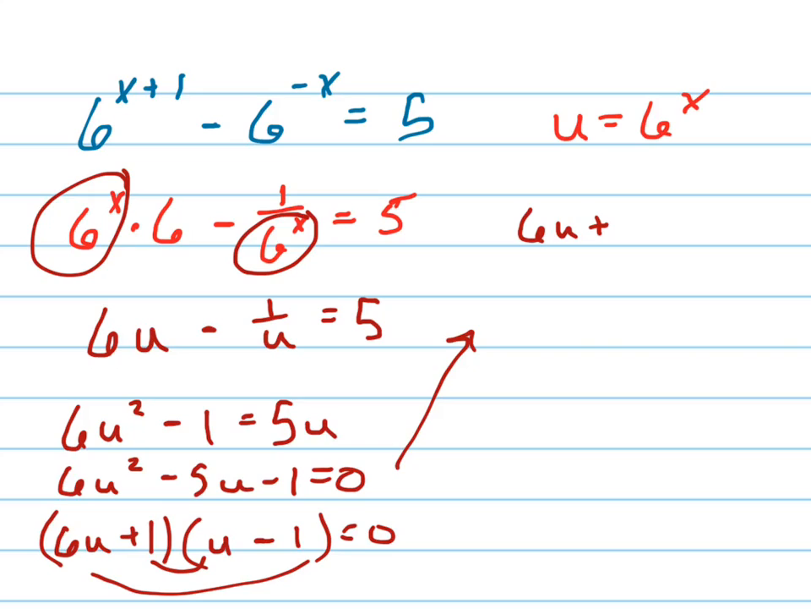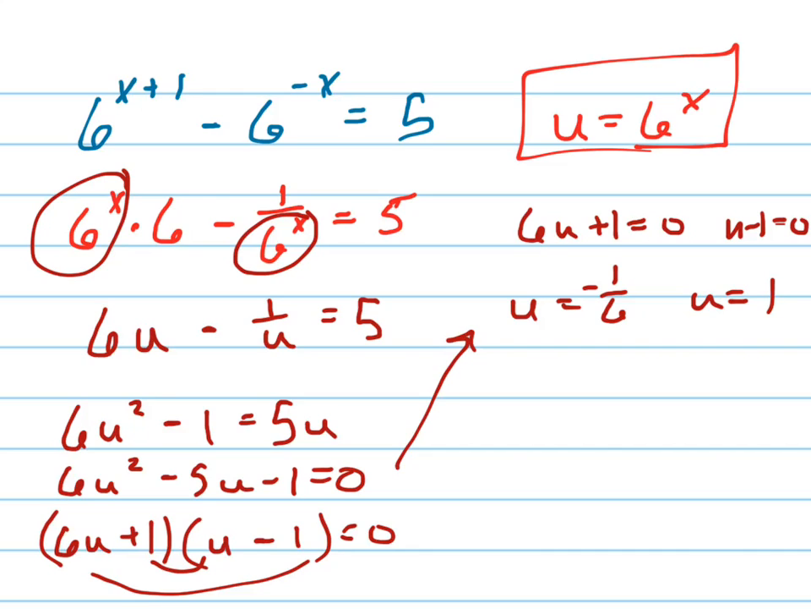Which means 6u plus 1 equals 0, or u minus 1 equals 0, which means u equals negative 1/6, or u equals 1. And remember what u was? U was 6 to the x. So 6 to the x equals negative 1 over 6, or 6 to the x equals 1.